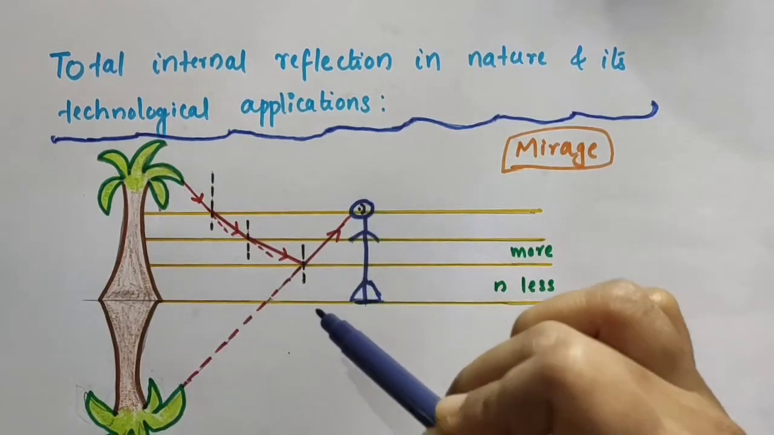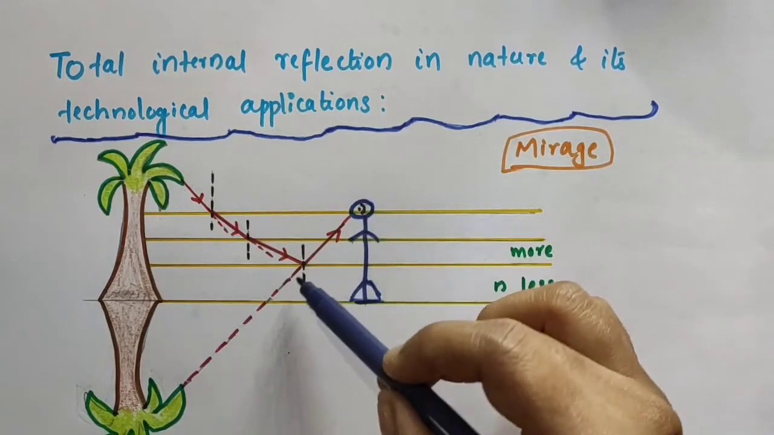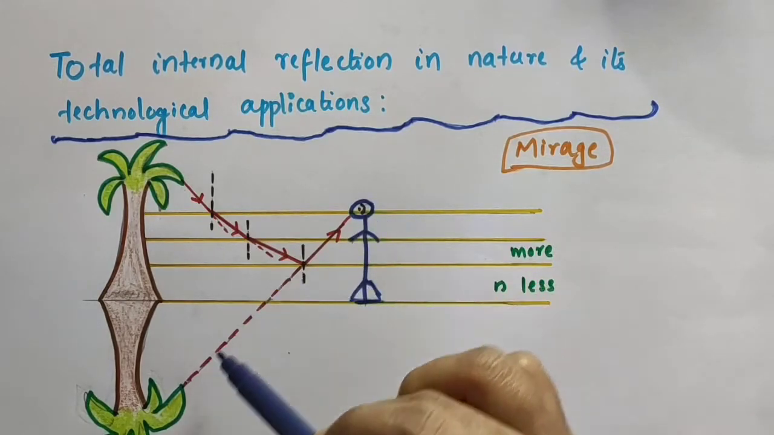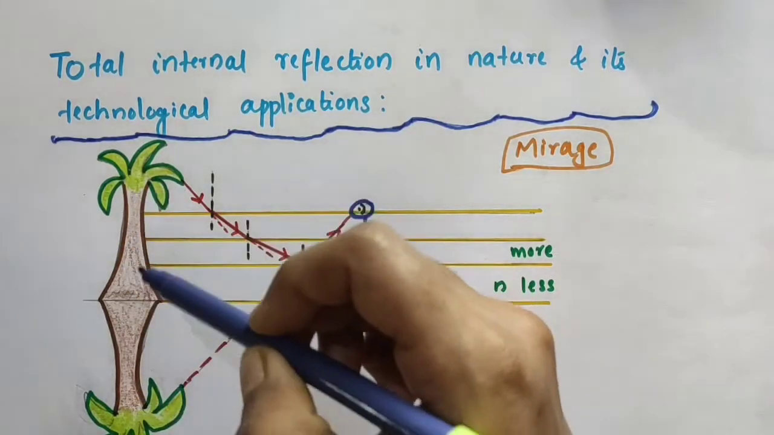So for a distant observer, the light appears to be coming from somewhere below the ground. So he would see an inverted image. That person would see the inverted image of this distant object.